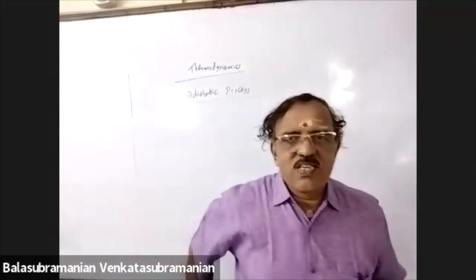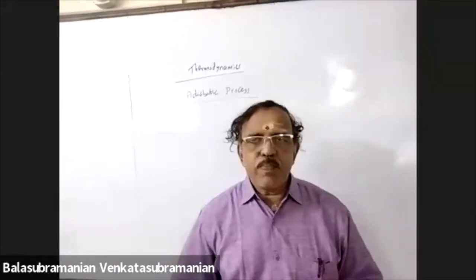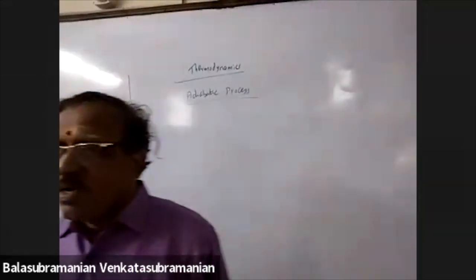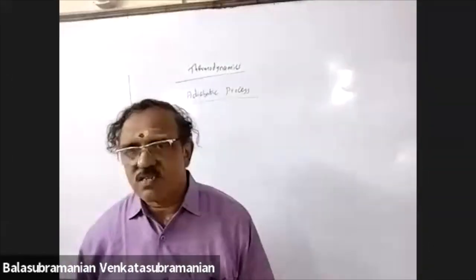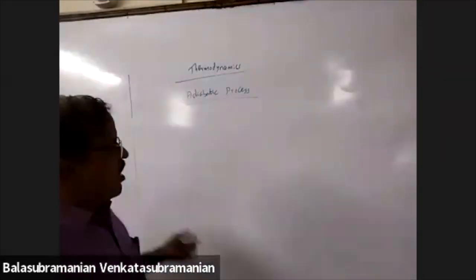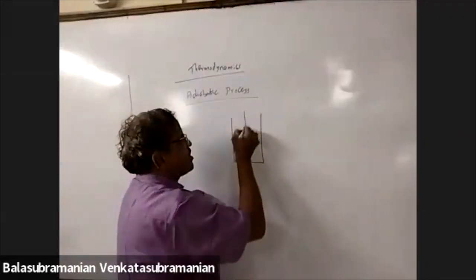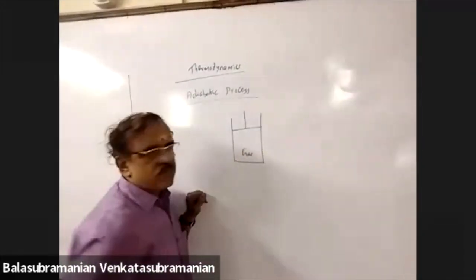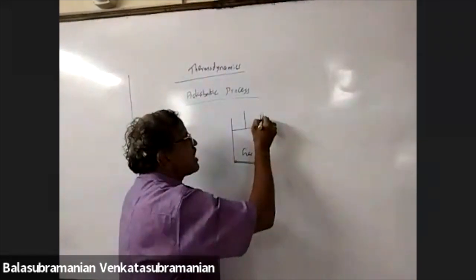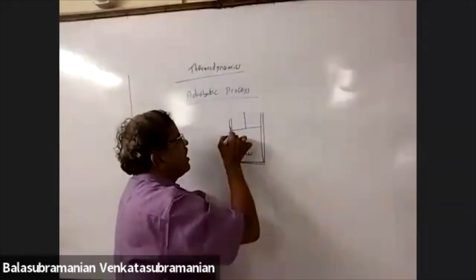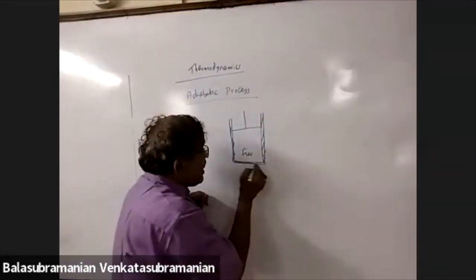Adiabatic, the word says nothing is constant. Nothing means here what? Temperature. Temperature is not a constant. Pressure and volume change, but temperature is not a constant. Suppose that you take the original example: container, the gas, frictionless piston, surrounding walls, entire thing non-conducting walls, non-conducting base.